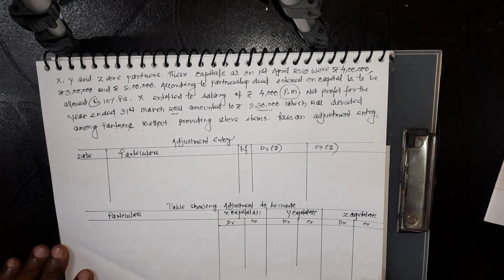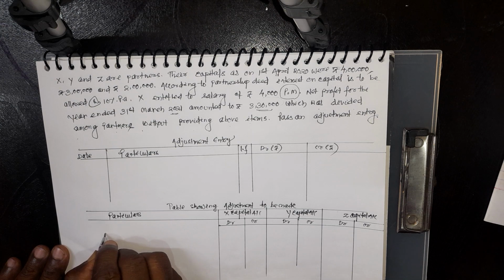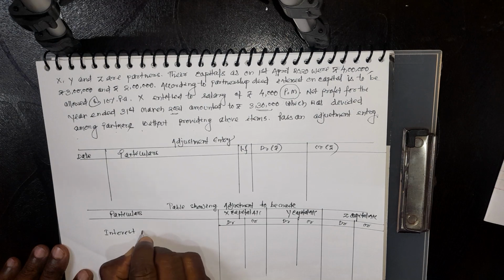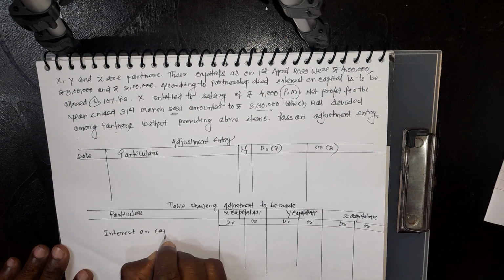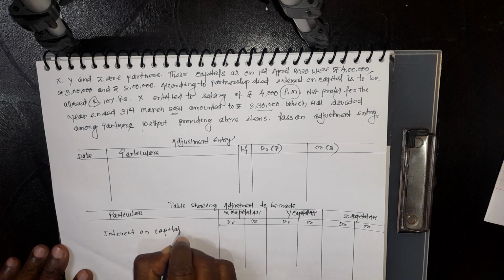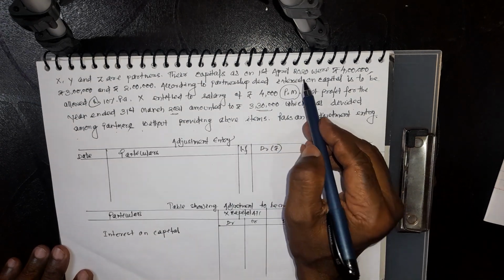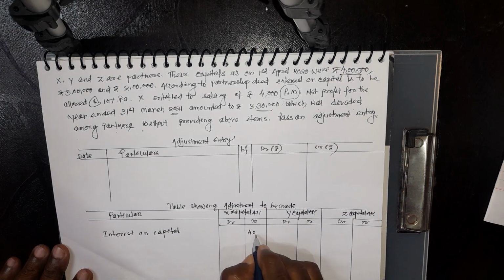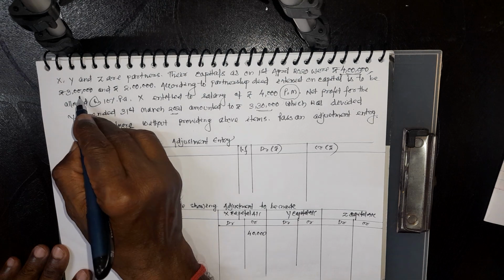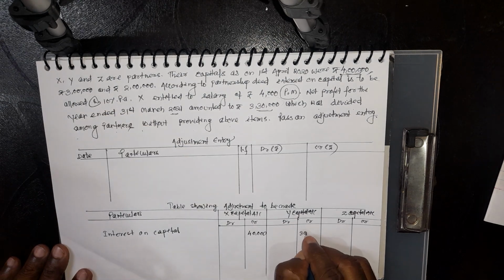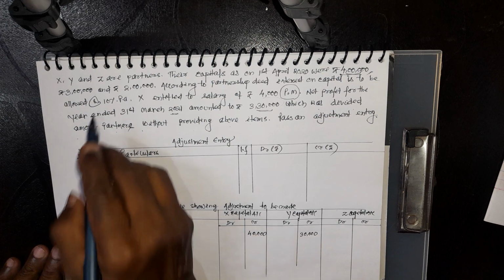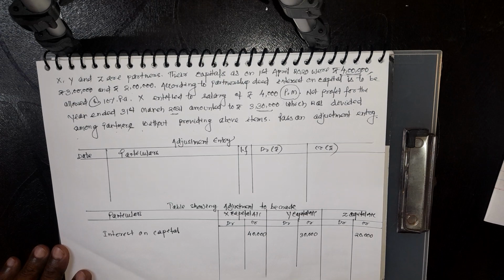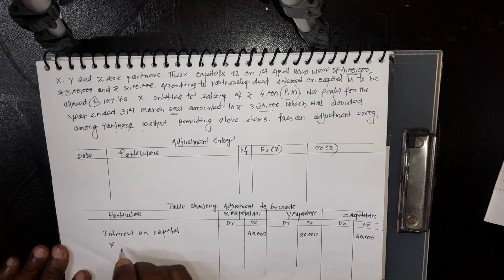What are the mistakes we made regarding the interest on capital? So I am writing interest on capital. What is the interest on capital? You see now, interest on capital on 4 lakh at 10% will be 40,000. On 3 lakh at 10%, 30,000. On 2 lakh at 10%, 20,000. Clear?